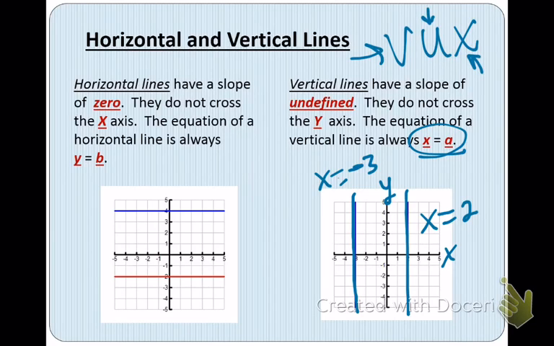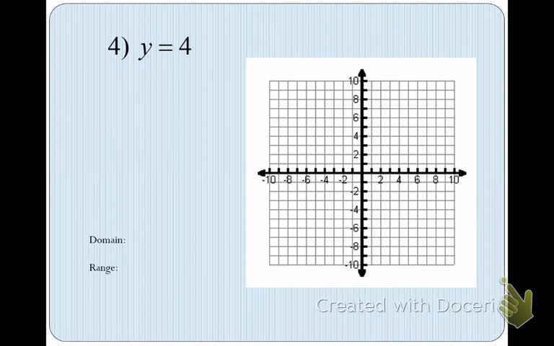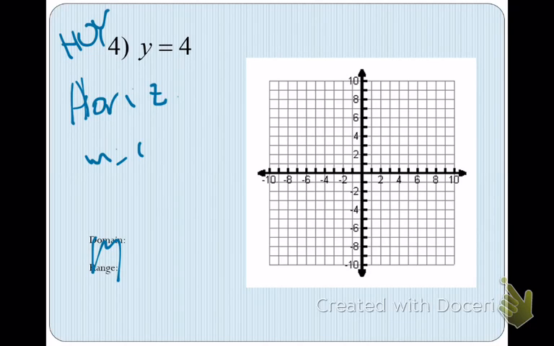Okay? So let's try some. Should be quick and easy. Again, we're not going to worry about domain and range. y equals 4. Is that going to be a vertical or a horizontal line? Well, HOY, right? Since there's a y in here, HOY says it's going to be a horizontal line. Slope is going to be 0. It should look like this, a horizontal line going through 4 on the y-axis. That's it. Piece of cake, right?